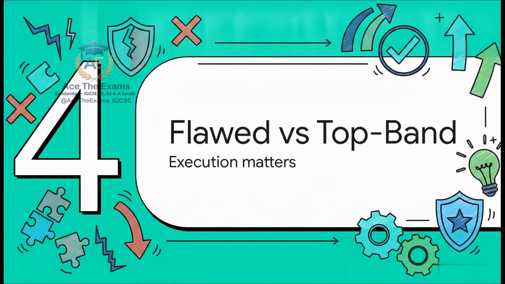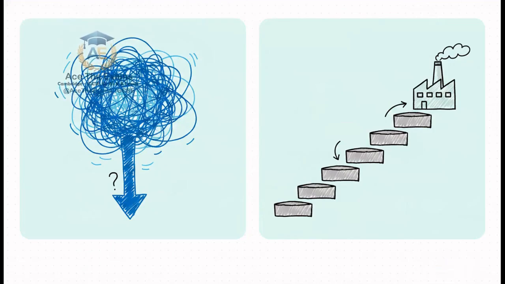Section 4. Flawed versus top-band answers. Knowing the theory is one thing, but seeing the execution makes all the difference. When you compare a flawed answer with a top-band answer, it becomes super obvious. The flawed answer uses vague wording. It lists undeveloped techniques, or maybe it describes a technology that just sounds kind of related. It earns very few marks.